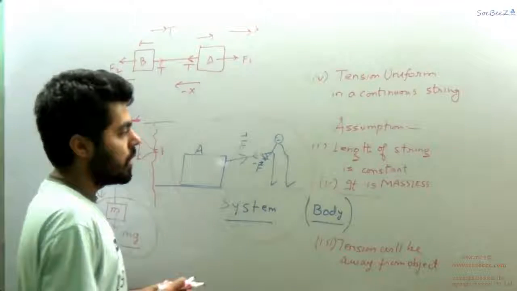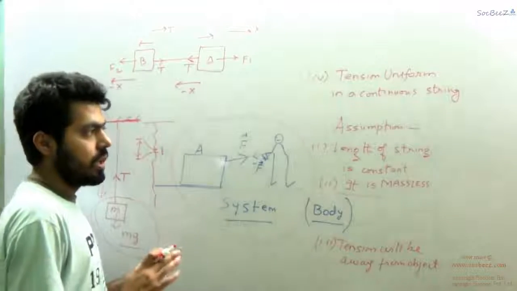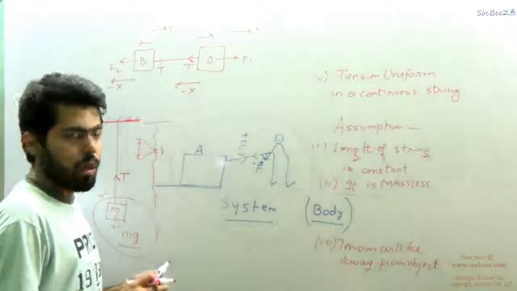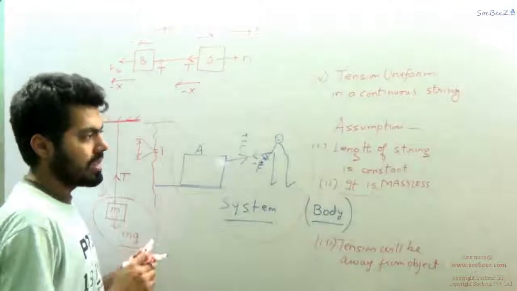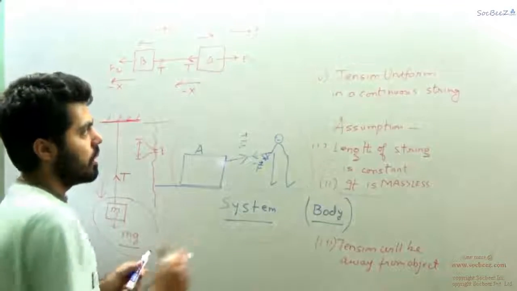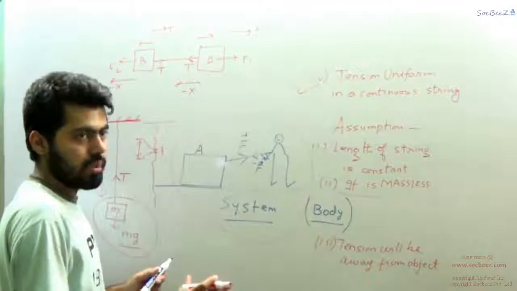So this point you have to note down: if nothing is mentioned in the problem regarding its mass, if it is a normal standard string, then we have to assume it as a massless string, and then we can apply this property that the tension will be uniform in a continuous string.